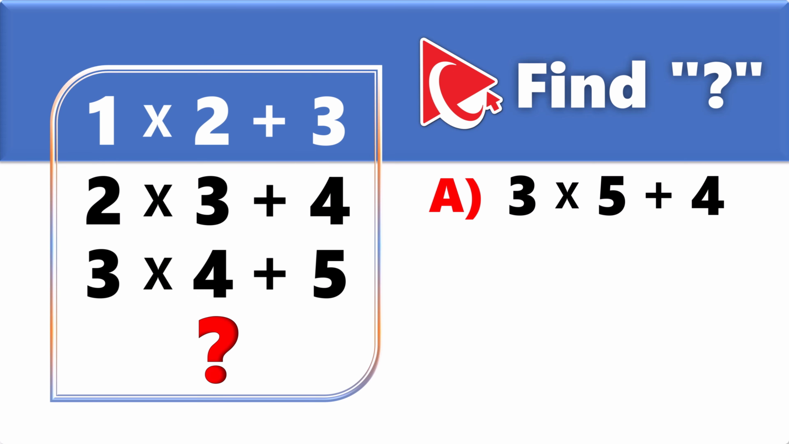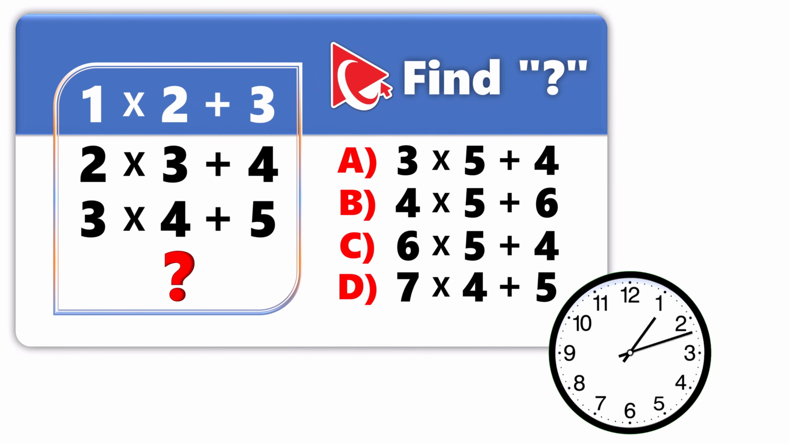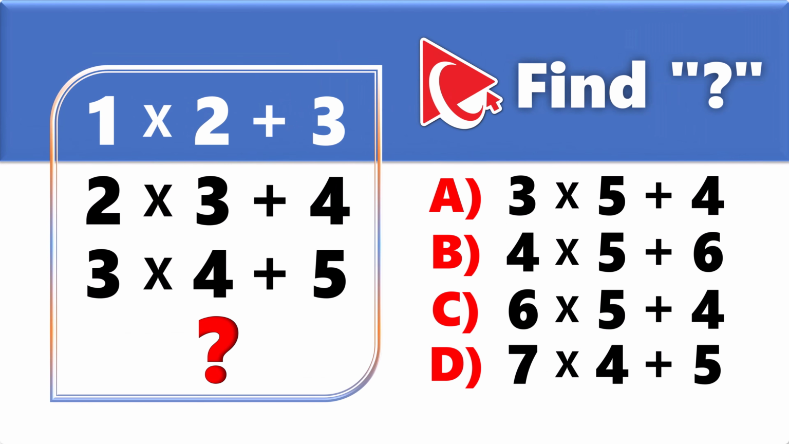Choice A, 3 by 5 plus 4. Choice B, 4 by 5 plus 6. Choice C, 6 by 5 plus 4. And last but not least, choice D, 7 by 4 plus 5. Take a close look to see if you can come up with the answer. Did you find your answer? I think I discovered my solution.